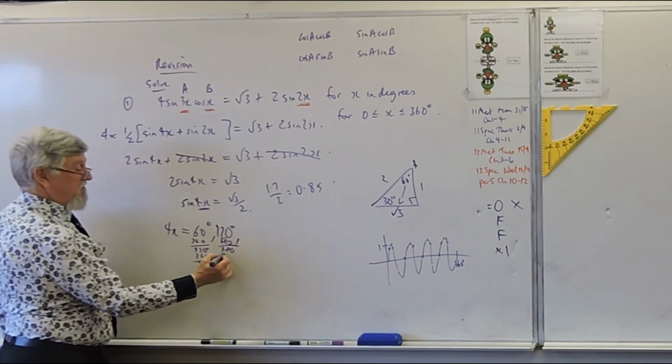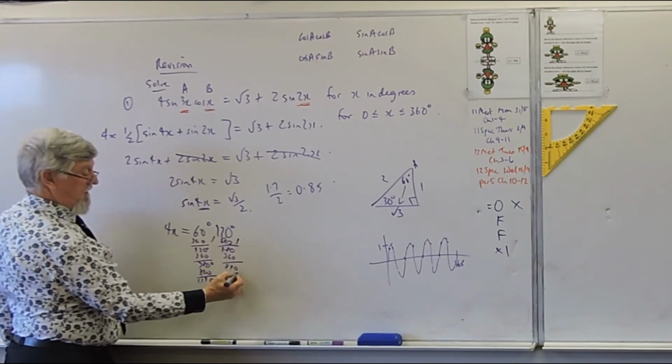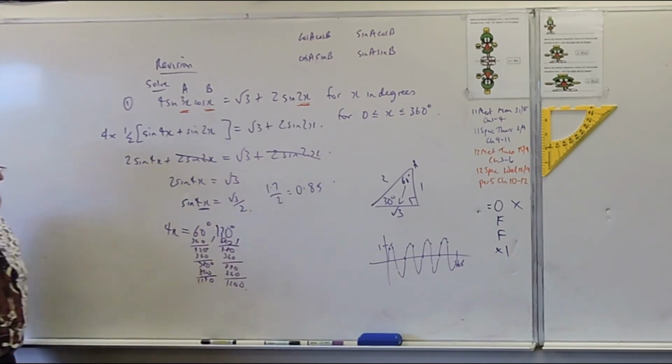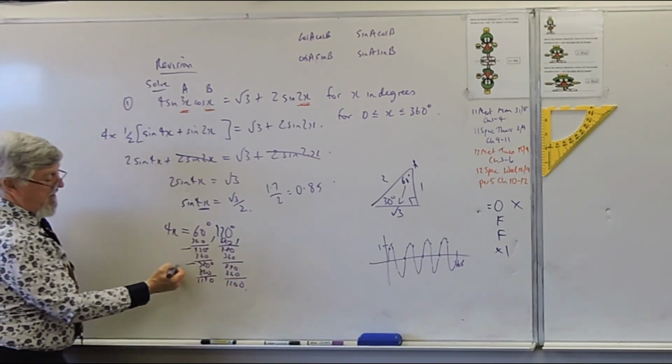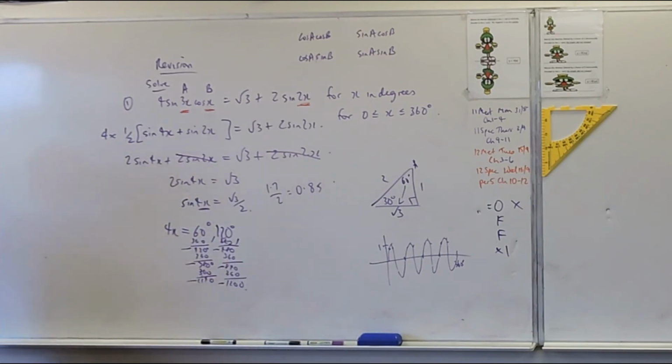Oh my goodness, I'm still scratching my head. 840, add 360 is 1200. So there's all my answers. That one, that one, that one, that one, that one, that one. And what do we divide all the answers by? You write all of them down.